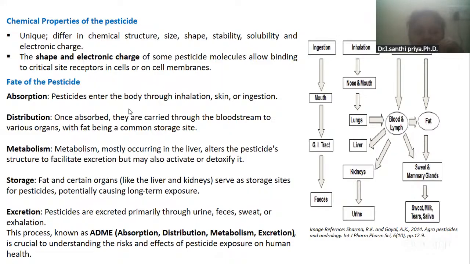Again, coming to the absorption, the pesticide can enter into your body while you inhale the air, or by ingestion of oral food that you eat, or the water that you drink can be contaminated water, and also through direct contact by skin absorption. So absorption is like pesticides enter the body through inhalation, skin, or ingestion.